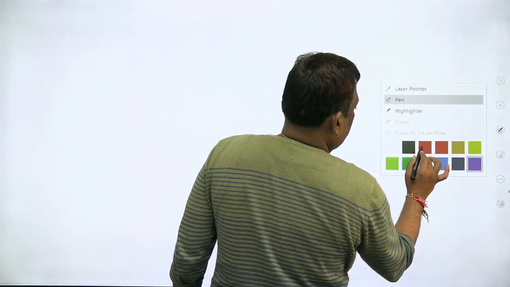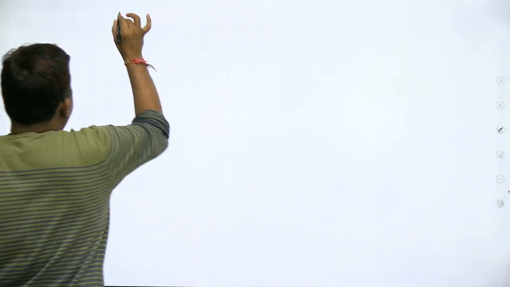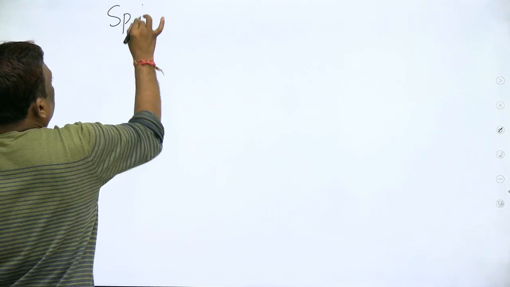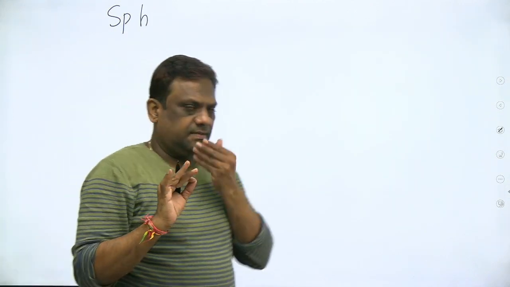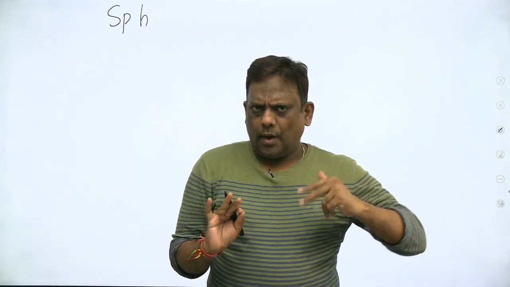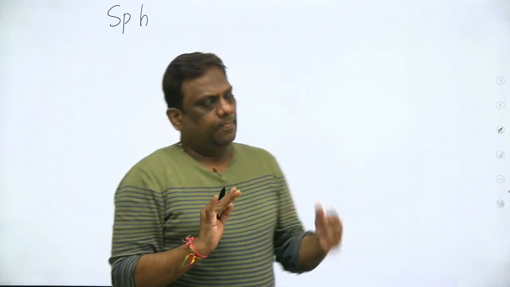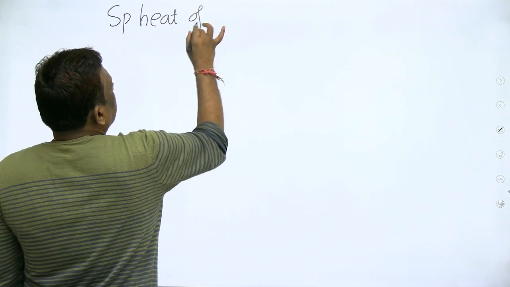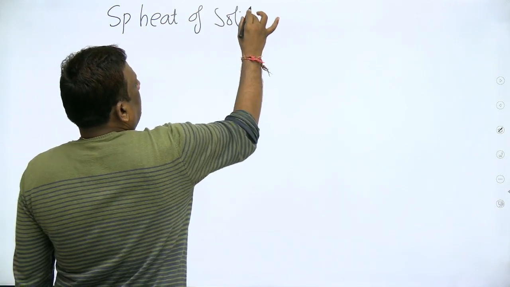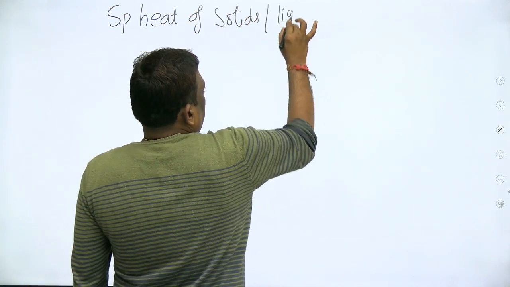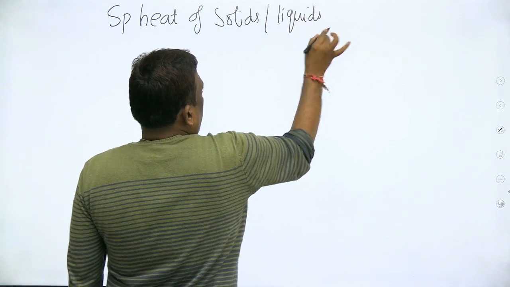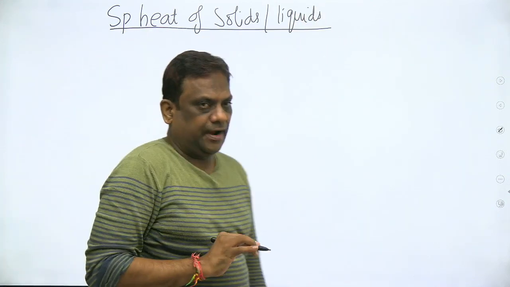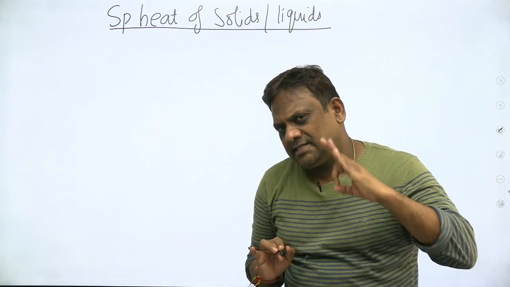Now, okay, we have seen for gases, there are two specific heats, one is Cp, one is Cv. Now, specific heat of solids and liquids. Let's try to find out the specific heat of solids and liquids.